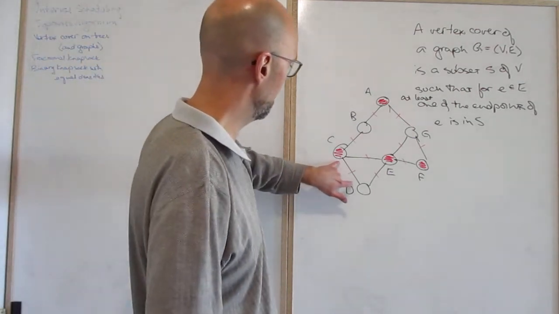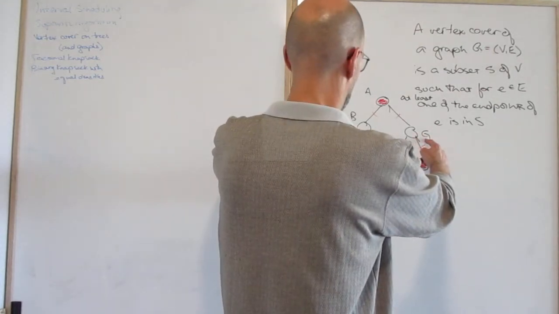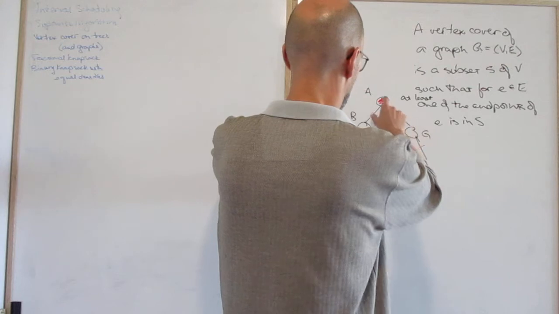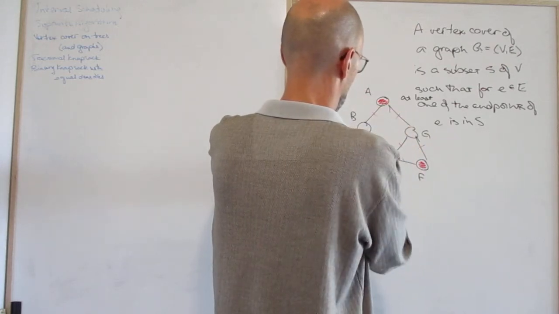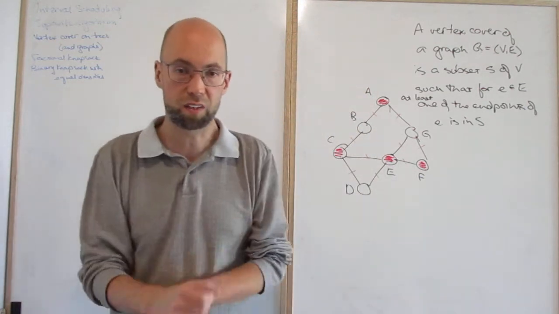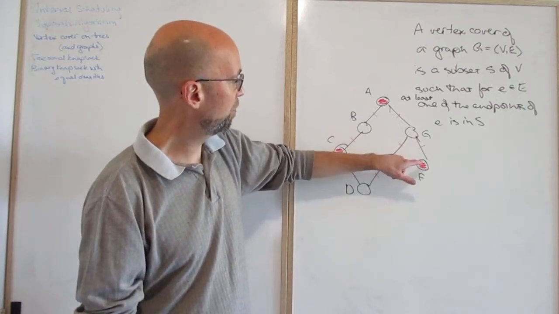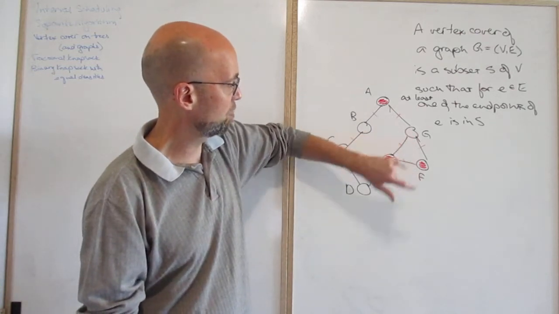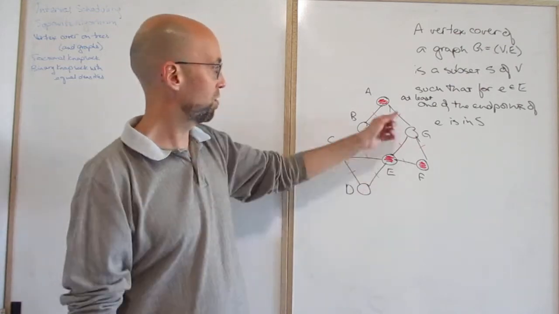So you need one of these two. You need one of these two. You need one of these two at least. Yeah, if you take this one, okay. So I don't think it has a vertex cover of size 3. We do need F because we need either F or G to cover the edge FG. One of the endpoints of every edge.